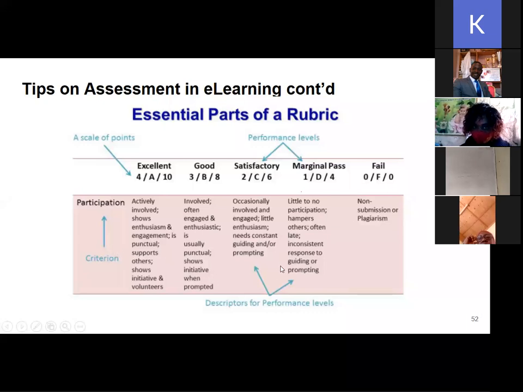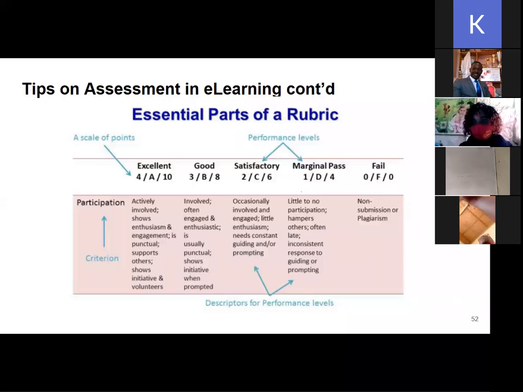And then the descriptors. The descriptors are what describe the criteria. For a student to get satisfactory, the descriptor is: occasionally involved and engaged, little enthusiasm, needs constant guiding or prompting. That is a descriptor for which criteria? Participation. The descriptor gives flesh to the criteria so that the student can get a value for that particular rubric.